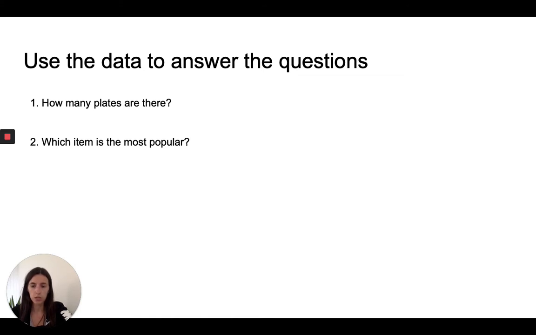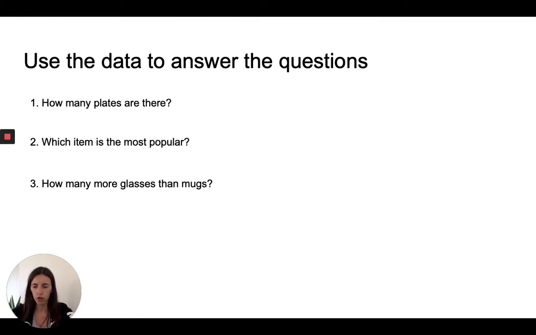So which item is the most popular? Okay, question 3. How many more glasses than mugs? How many more glasses than mugs?